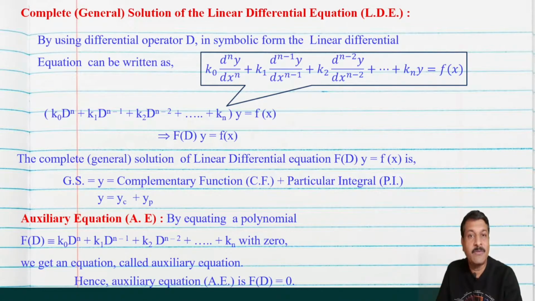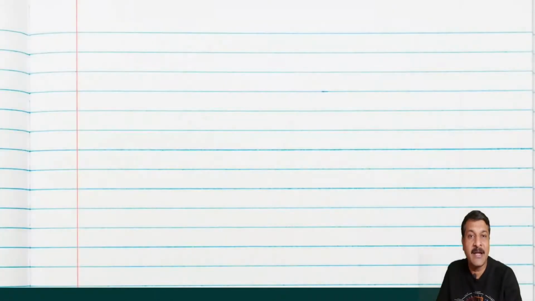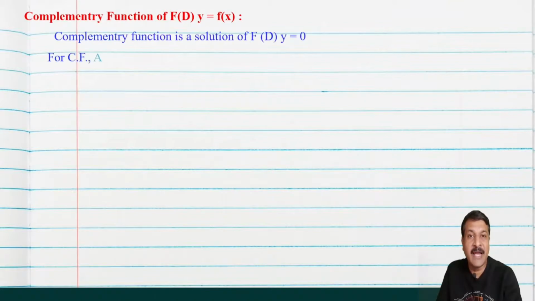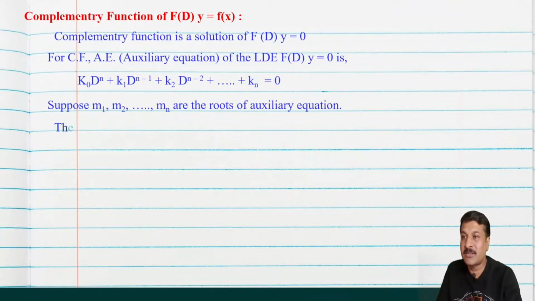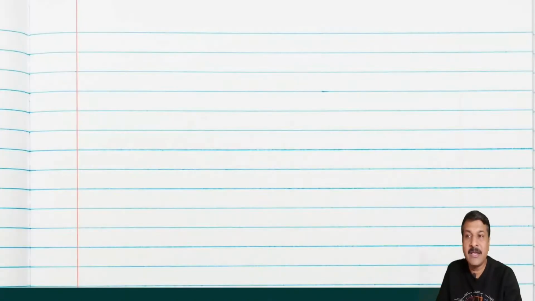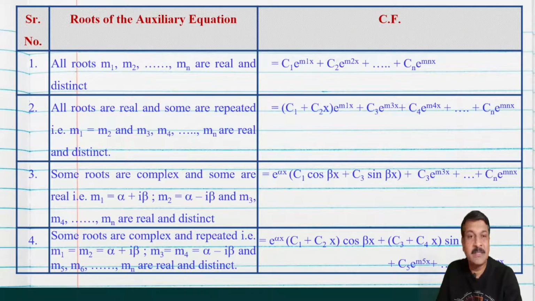And we know how to find CF, means first find the auxiliary equation, then the roots, and by using those roots we can write the complementary function. So here is that method, there are four types: if roots are real and distinct, real and repeated, complex and distinct, and complex and repeated. So we can write CF.